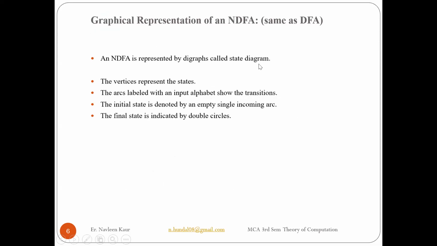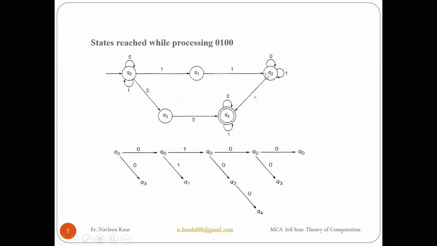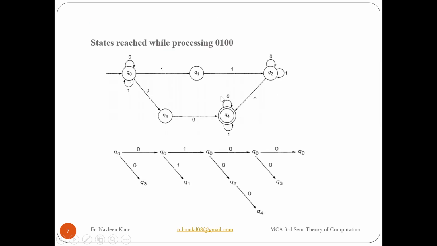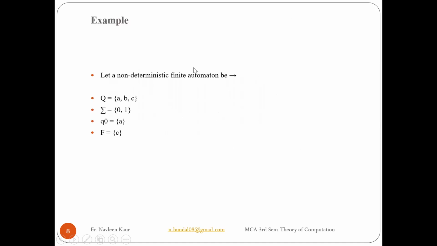Okay, so how to represent it? Like DFA, you can also represent it by a diagram which is known as a state diagram. The vertices represent the states, and sometimes you call them corners also. If this is a graph, then these are the corners, or you can call them vertices. So states are the vertices of your graph. The arcs are labeled with an input alphabet, and sometimes you call them edges also. Arcs represent the transitions, and they are labeled with any input alphabet, and they take you from one state to another state, right?